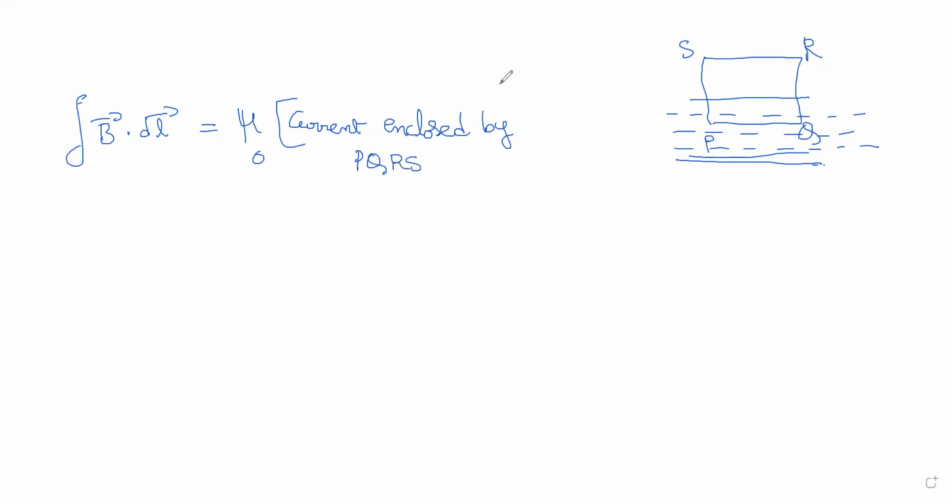So I want to find the integral B bar dot dl bar, that is equal to mu naught times current enclosed by PQRS. Okay, we'll see. I'll tell you how to handle this. Now this is about the PQRS.